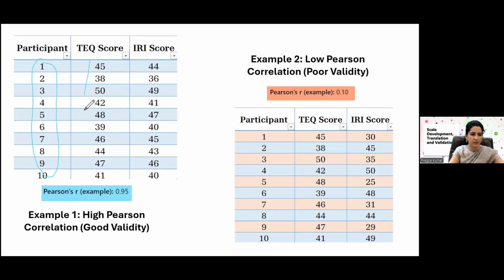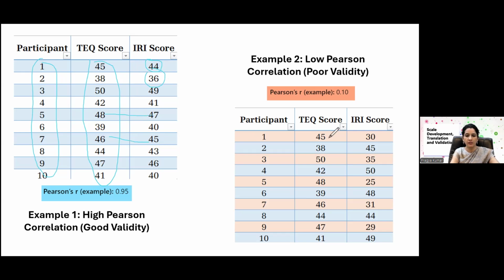In this case, you can see the TEQ score is like 45, 38, and the IRI score is also very near to that. If it is 38, it is 36. If it is 50, it is 49. If it is 48, it is 47. So very high score. This is an example of a high Pearson correlation.